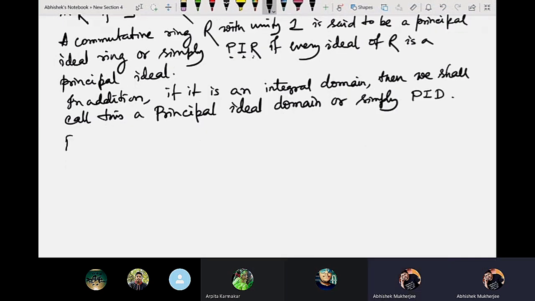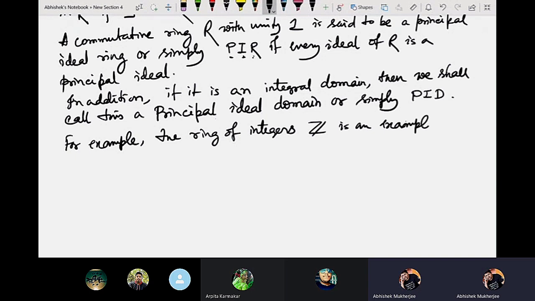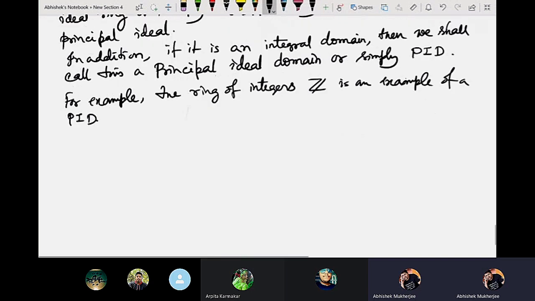For example, the ring of integers. The ring of integers is an integral domain in which every ideal can be generated by a single element. That is, every ideal is a principal ideal. So the ring of integers is an example of a PID.